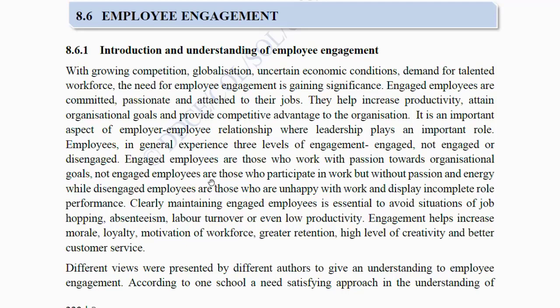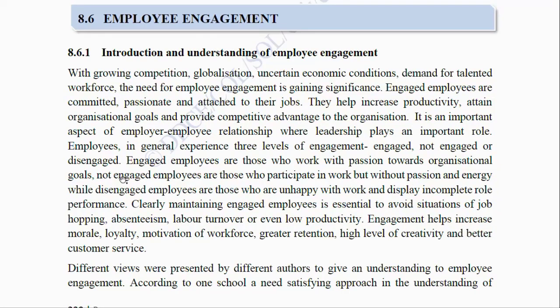Not engaged employees are those who participate in work but without passion and energy, while disengaged employees are those who are unhappy with work and display incomplete role performance. Clearly, maintaining engaged employees is essential to avoid situations of job hopping, absenteeism, labor turnover, or even low productivity. Engagement helps increase morale, loyalty, motivation of the workforce, greater retention, higher levels of creativity, and better customer service.